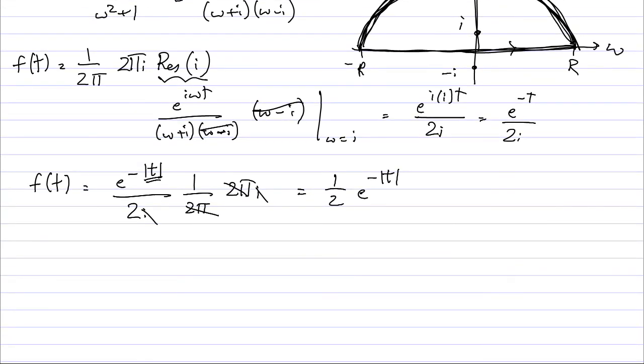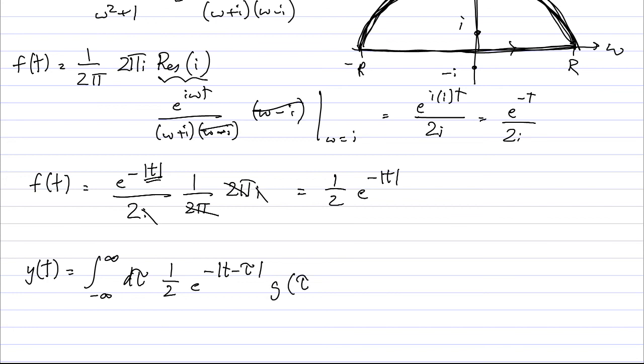So finally I just form a convolution of these two functions, small f and small g, so that my small y, which is what I was after, is simply given by the integral of half of e raised to minus mod t minus tau, and you have g of tau. That's it. And this integral allows me to find y for any small g. That's your solution to your differential equation.